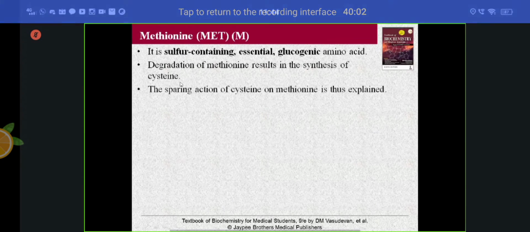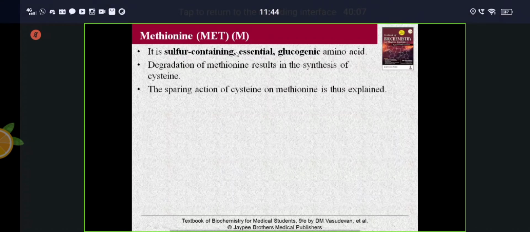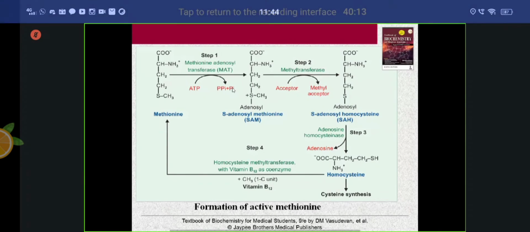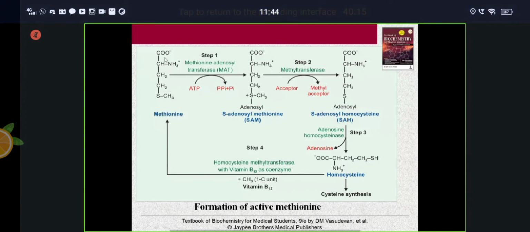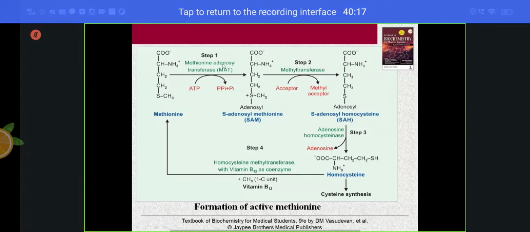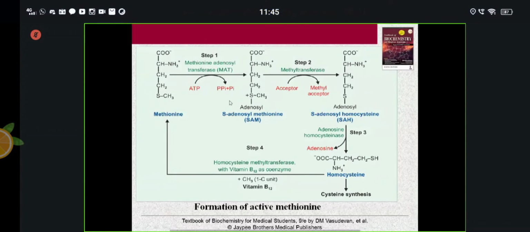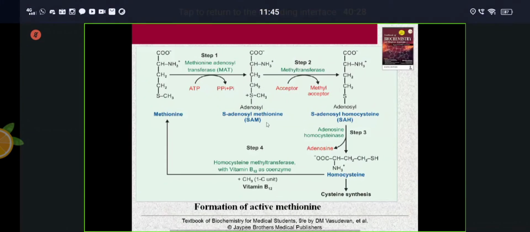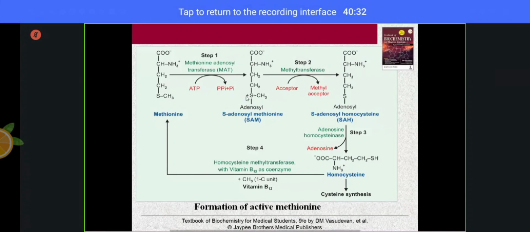Cysteine is not essential, because it can be synthesized from methionine. All of you remember, methionine is essential, we need it in our body, and it's glucogenic. Now let's see methionine. Methionine adenosyltransferase takes up energy, and then we get S-adenosyl methionine. You can see the sulfur; the adenosyl compound comes and attaches to the sulfur.